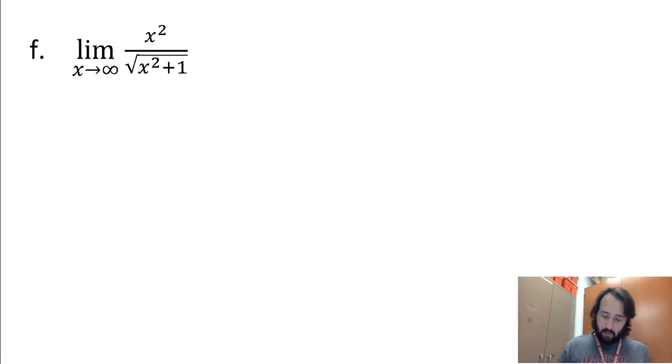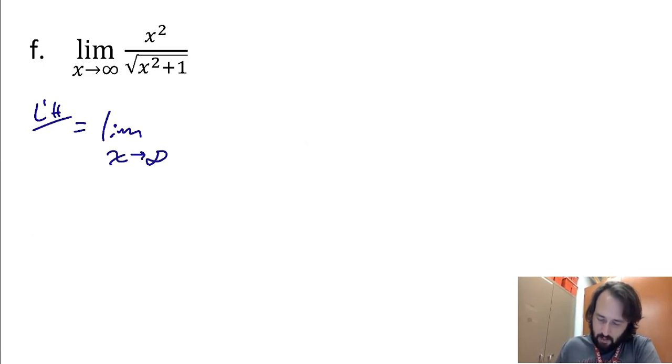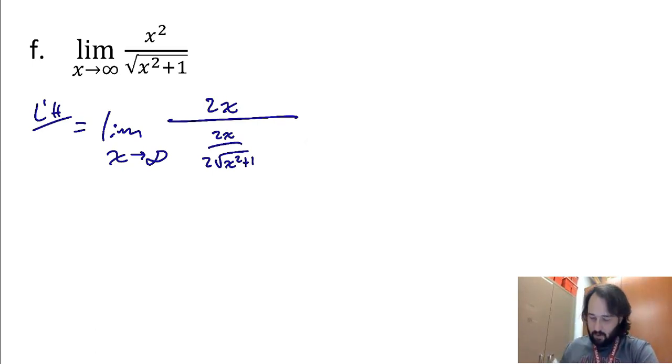So let's see. If I put in infinity, this would be infinity over infinity, which is an indeterminate form. So let's use L'Hopital's. L'Hopital's would tell me that the limit as x approaches infinity of 2x over, so now here's the thing, you got to do the chain rule, right? So I come up with this.